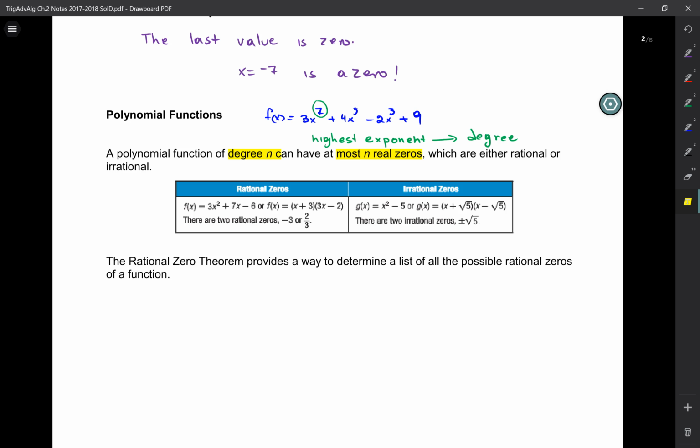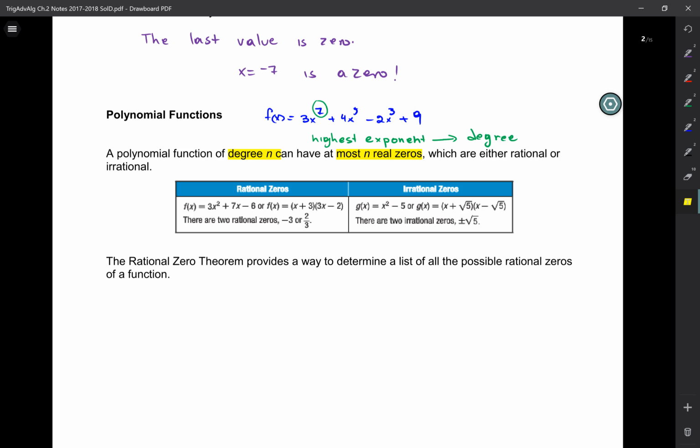Okay? What did zeros mean again as far as the graph is concerned? Where it crosses the x-axis. So that one, 3x to the 7, it could potentially hit the x-axis 7 times. It might happen that it hits it less, but it can never hit it more than 7 times.